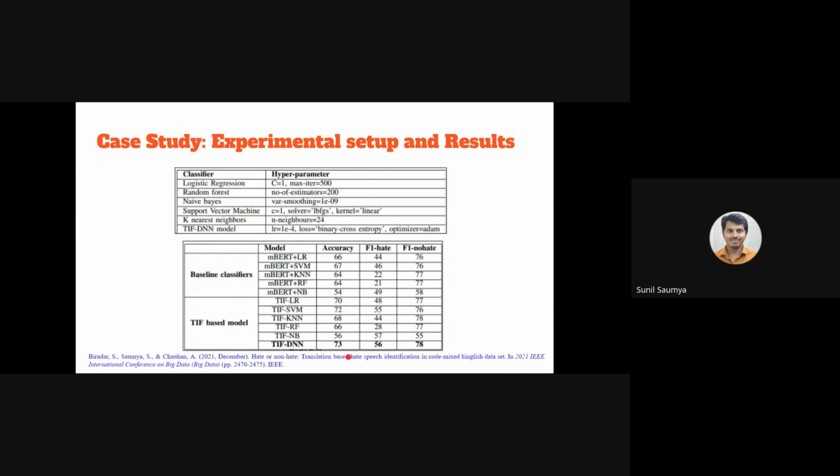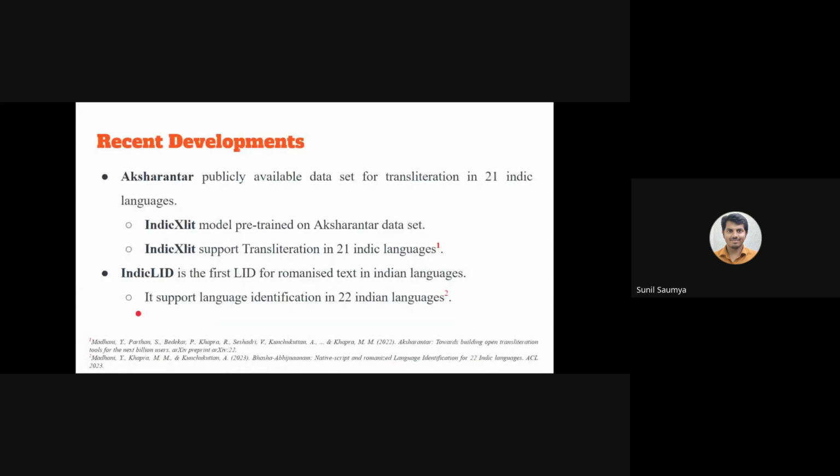This was the cited result in the paper which we published. This research was done in December 2021. After that, a lot of things have changed and a lot of good models have come. Among recent developments you can also follow, there is one publicly available dataset now in 21 Indic languages, which was not available at that time. We could not find any such dataset, otherwise it would have been easier for us to do the transliteration. But now it is there.